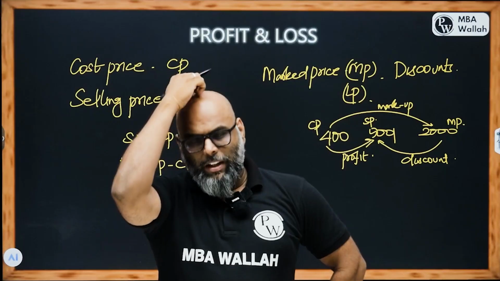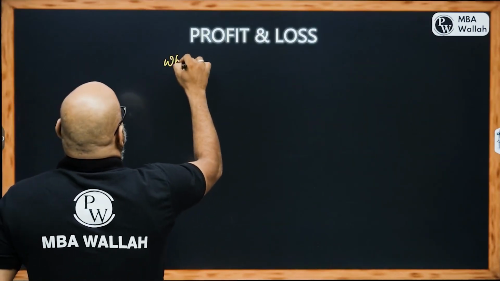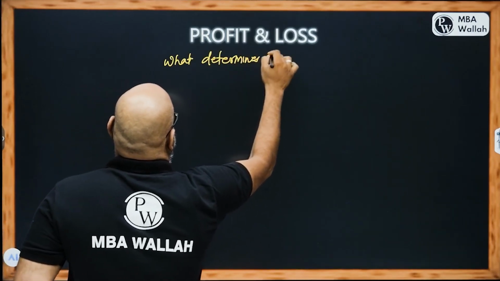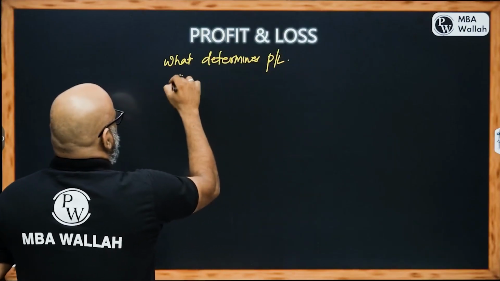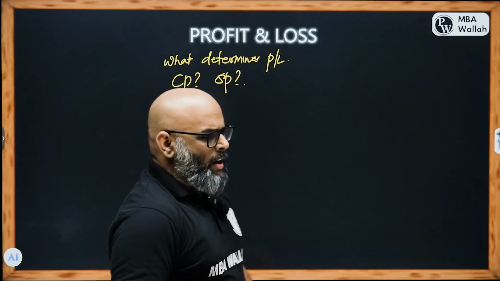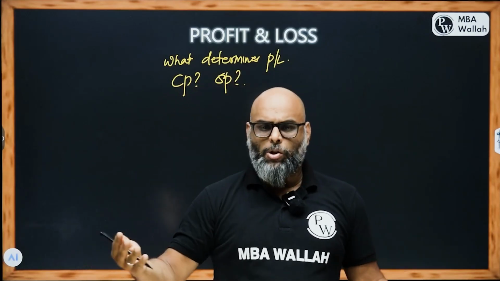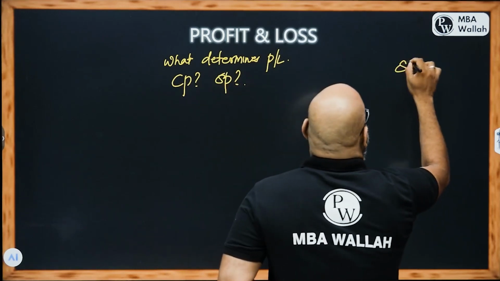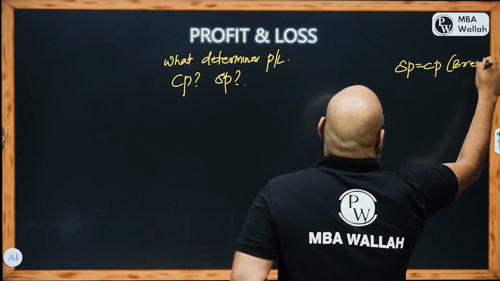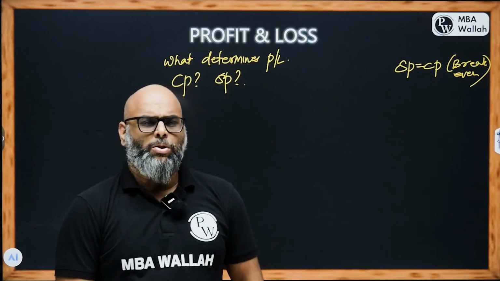Now, the next question that we have is: every time you do a transaction, what determines the profit or loss? Is it the cost price or the selling price? Every transaction is either a profit, a loss, or also break even. What is break even? When my selling price is equal to cost price, it's called break even, which means neither profit nor loss.